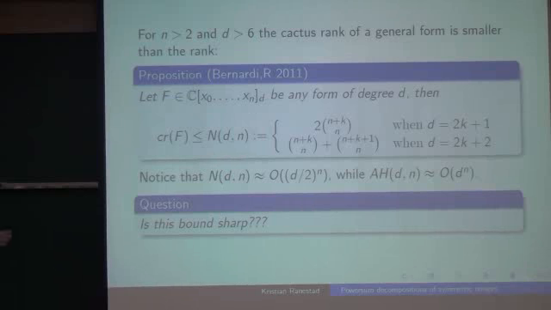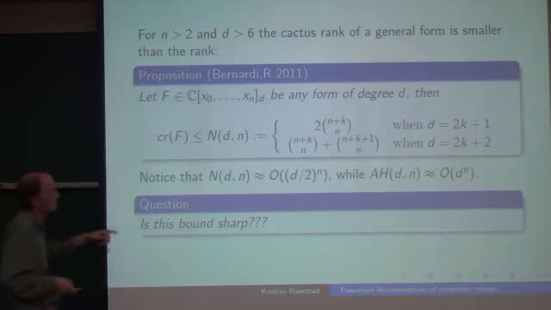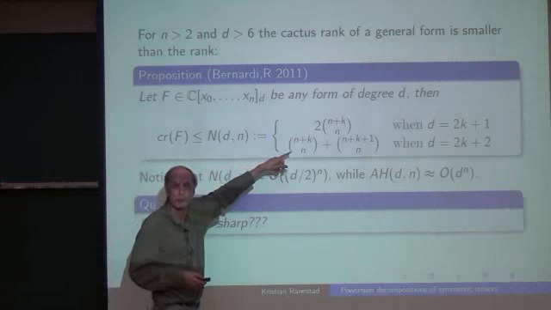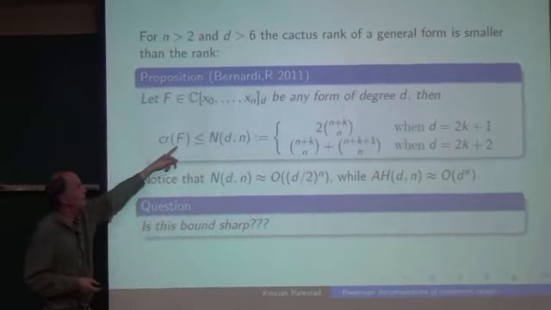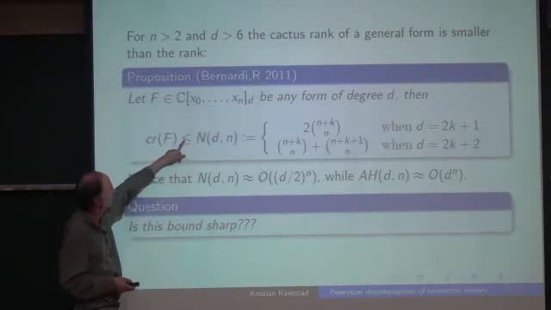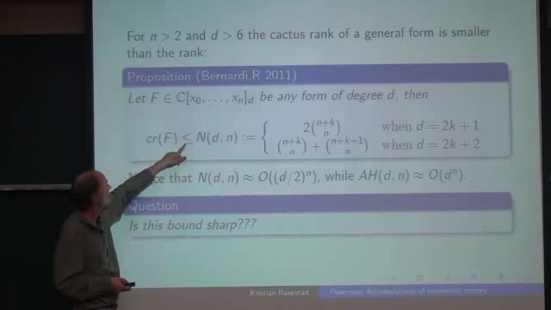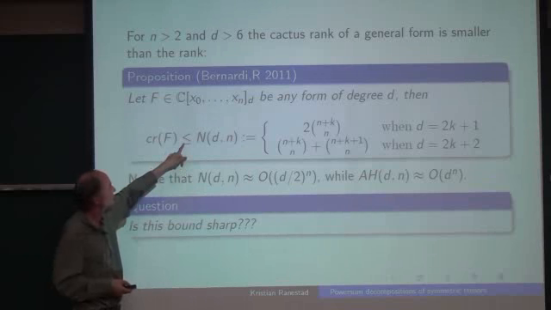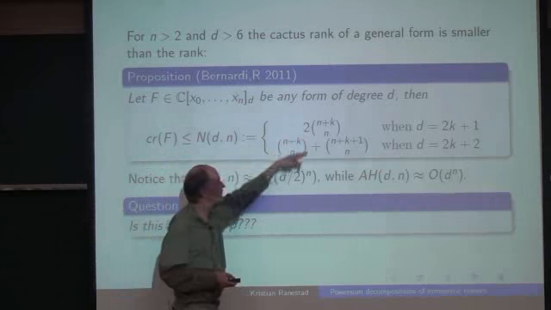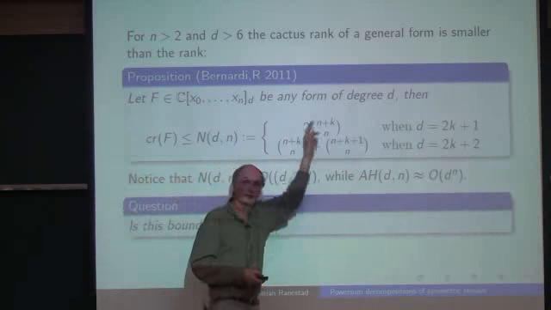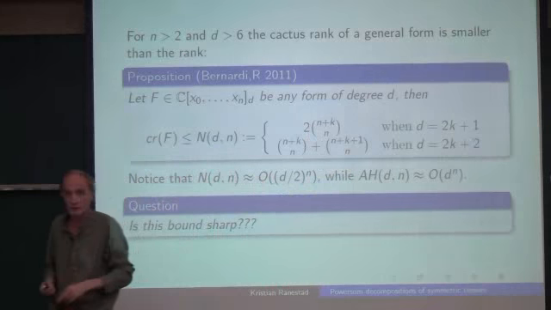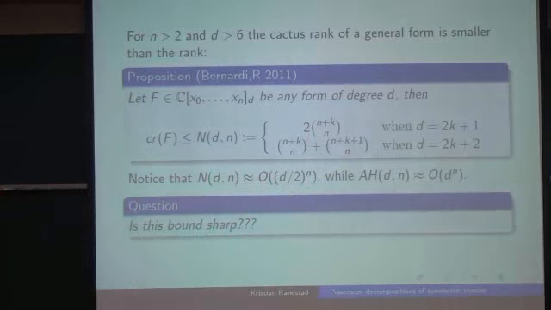If you allow points to come together and you look at the length, then you have better bounds, you have lower bounds. You compare, so this is a bound for the cactus rank, but here unfortunately is only an inequality. They're less than or equal to these numbers, and these numbers are definitely smaller than the ranks given on the previous slide when d and n are big.